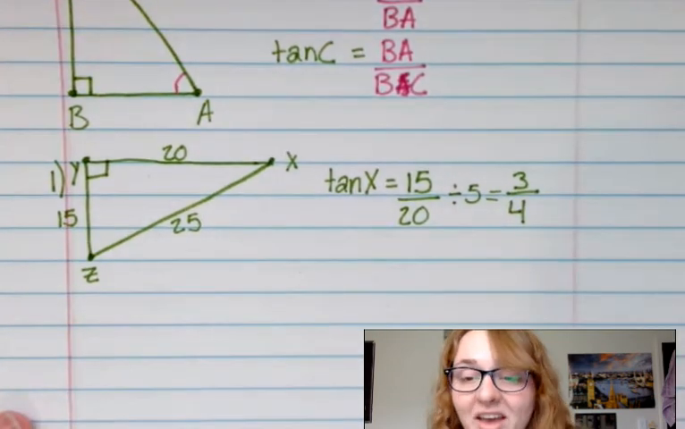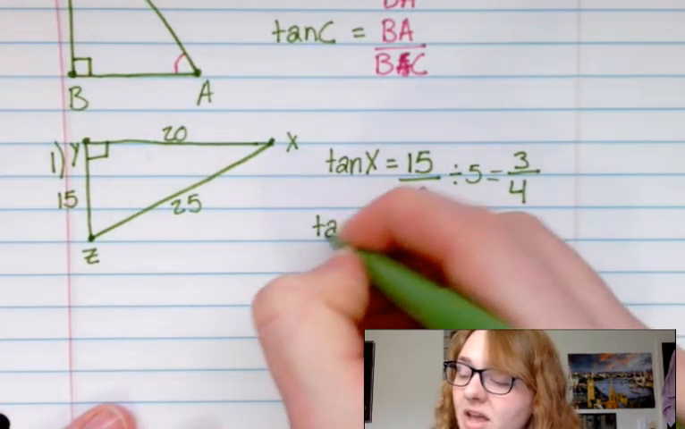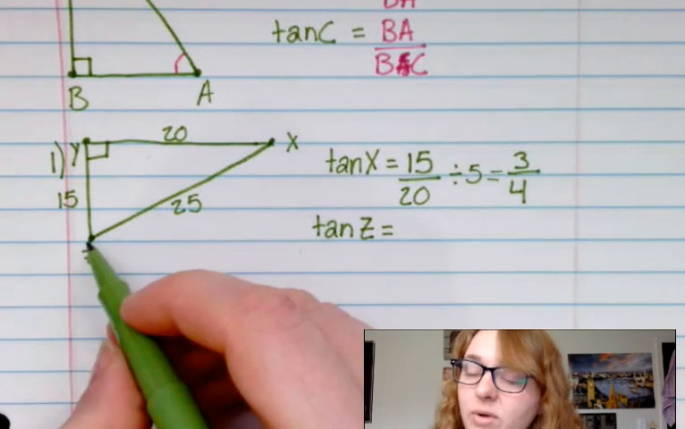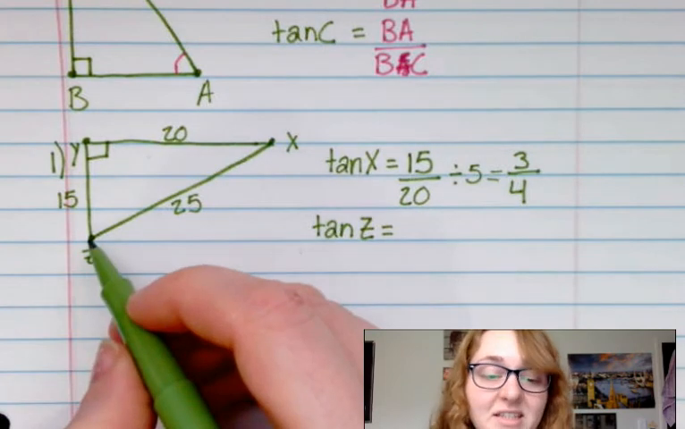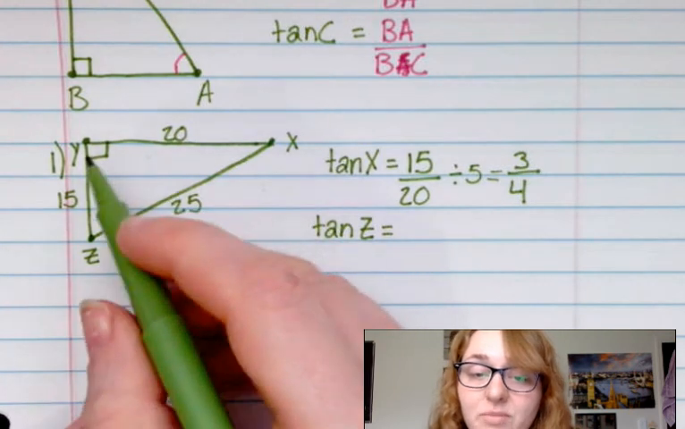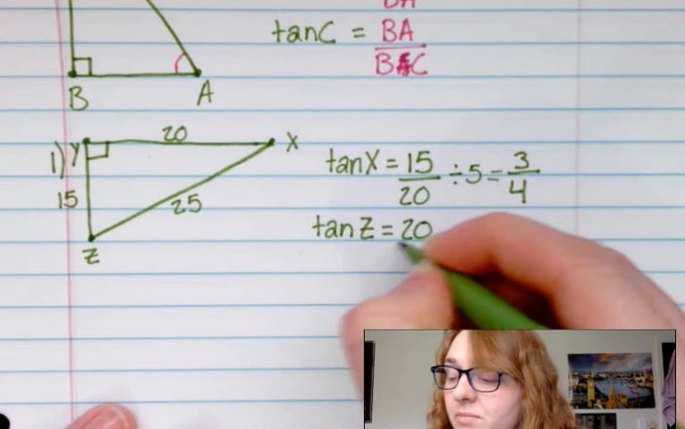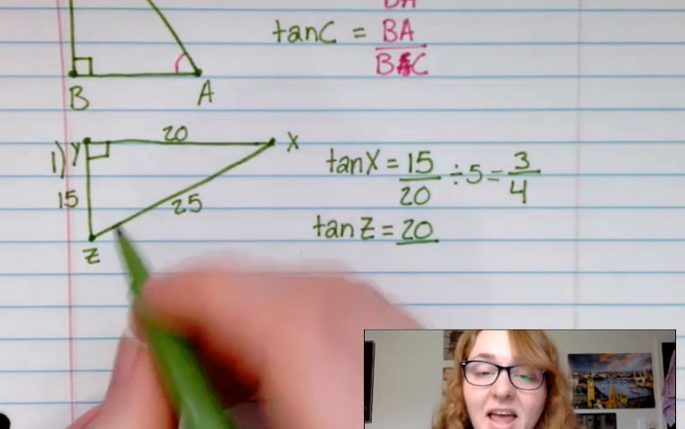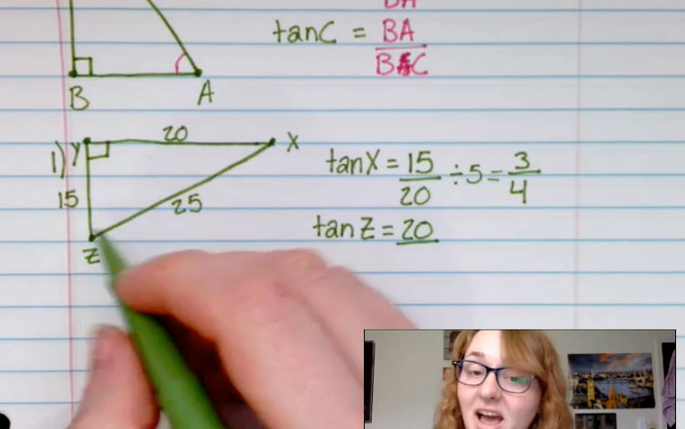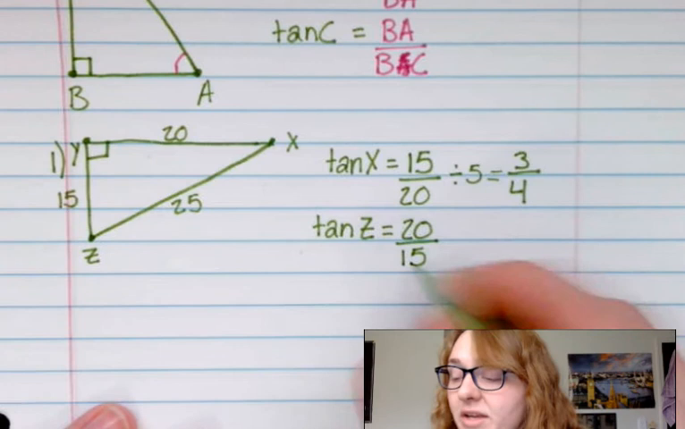So the tangent of x is 3/4. Now looking at the tangent of z, again, we want to pick its opposite side, the side not touching. The side furthest from angle Z is going to be this side over here, YX, at 20 units long. And then the leg adjacent to angle Z, the side that is touching angle Z that is not the hypotenuse, is YZ at 15 units.